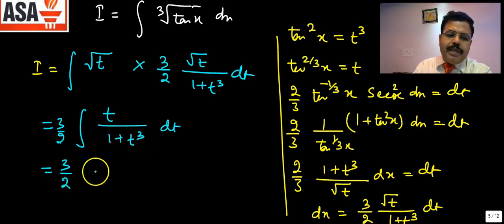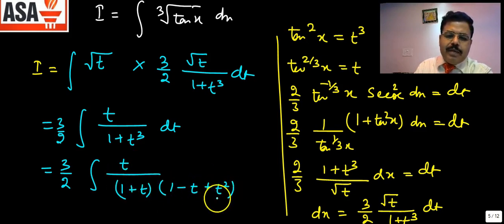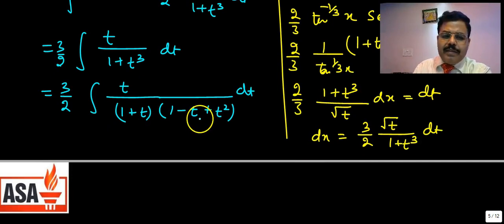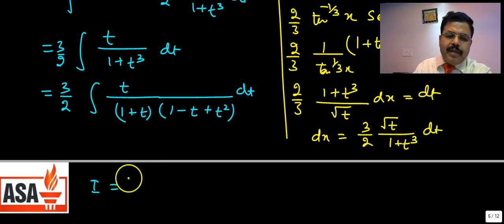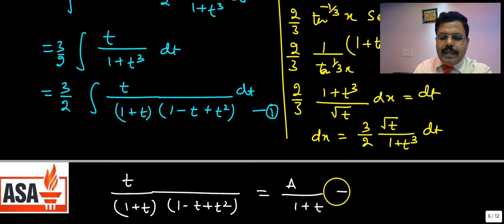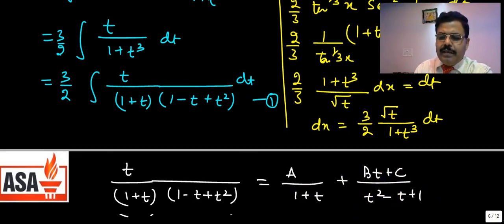You know, a cube plus b cube can be written as (a plus b) into (a square minus ab plus b square). You know that? So dt. Now this is a linear and quadratic function. So can I write it as a partial fraction? Yes, we can. Now this will be 3 by 2 times this function. Let me write here, just split them. Now we have t upon (1 plus t) into (1 minus t plus t square). Right? That can be further written as a upon (1 plus t) plus (bt plus c) upon (t square minus t plus 1). Right? The same thing.